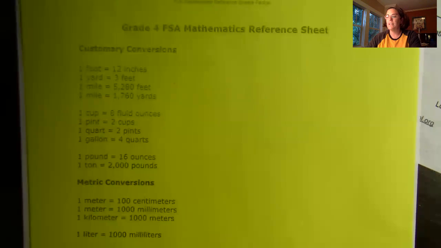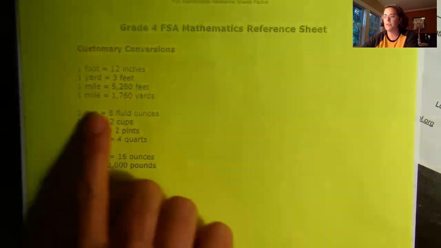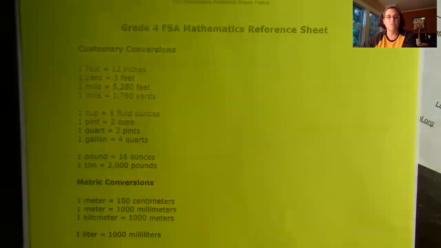So let's go ahead and take a look at what we have here on our paper. We're going to be dealing today with these top customary conversions. 1 foot equals 12 inches. 1 yard equals 3 feet, 1 mile equals 5,280 feet, and 1 mile equals 1,760 yards. So these are the units of measure we're going to be working with today. We will be touching base on all the rest of these conversions later this week and next week.